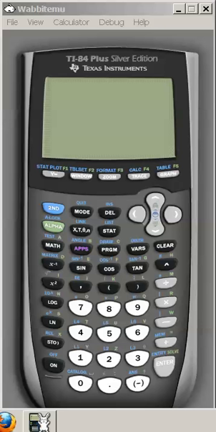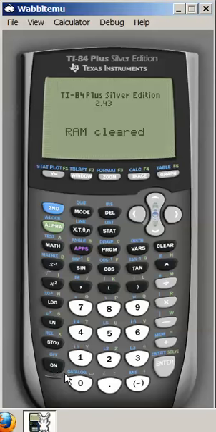First thing we're going to look at is just simply turning it on. The on button is down here at the bottom left. Once you've done that, you are ready to go.